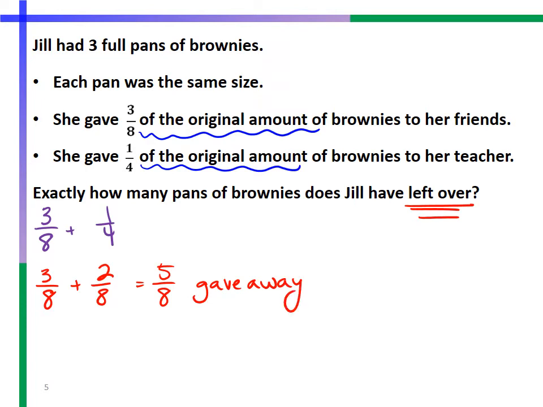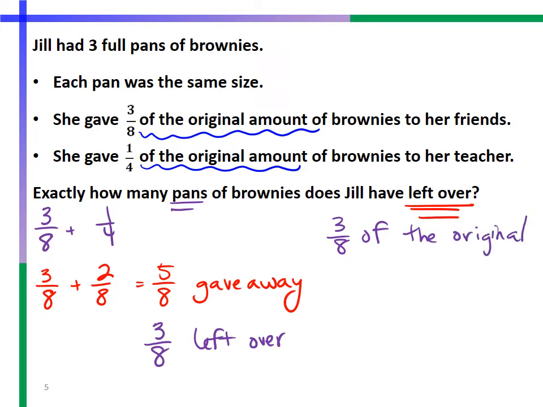So she gave away 5/8. We can just do simple math. We know that she has 3/8 left over. But that doesn't help us here, so we need to figure out how many pans. That's 3/8 of the original.